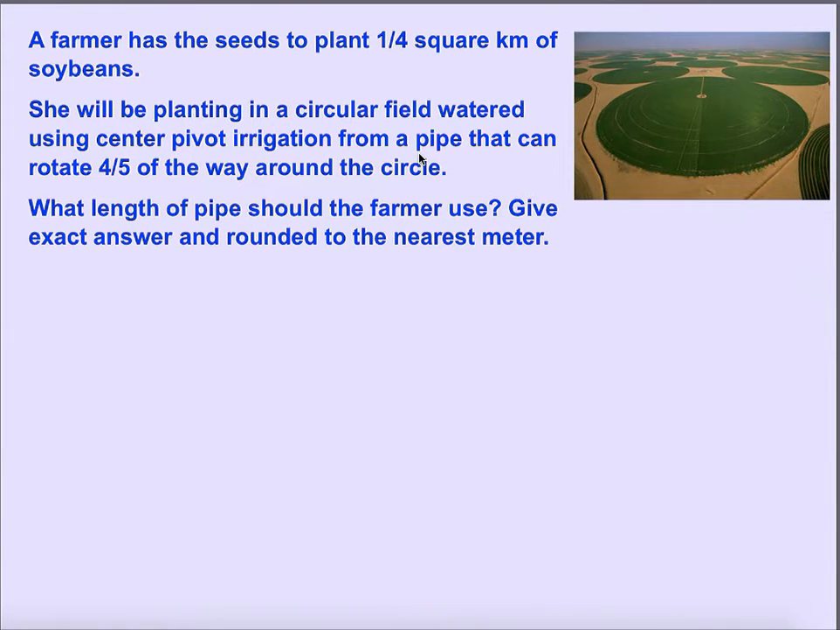I don't know. The next question, one last example here, is similar to what we did with the arc length. We can be given information from different parts of the formula and solve to find the missing parts wherever they are. So in this case, a farmer has the seeds to plant 1/4 square kilometer of soybeans. This 1/4 square kilometer is an area.